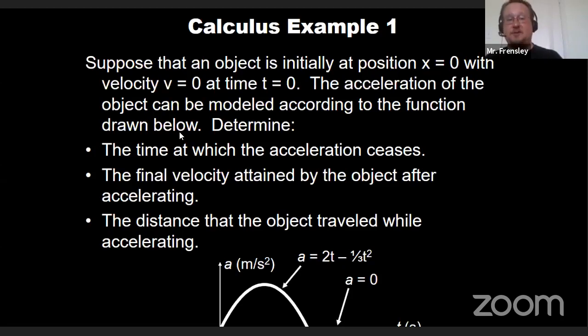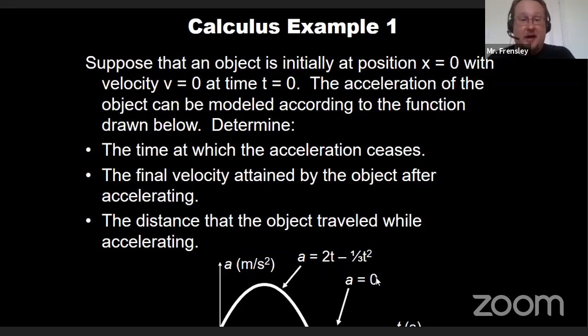So I want you to suppose that you have an object. It's at position 0, velocity 0, time 0. We're starting with all zeros: position, velocity, time 0. It's going to have an acceleration according to this graph. Let me tell you what the graph looks like. It's a parabola. I think you can see the parabola part, and it says the function of that acceleration, and then the acceleration is 0 after that, okay? So the acceleration is this parabola, then 0 after that, right?